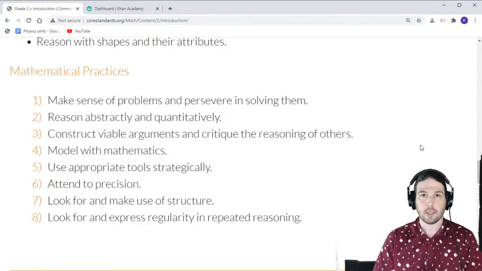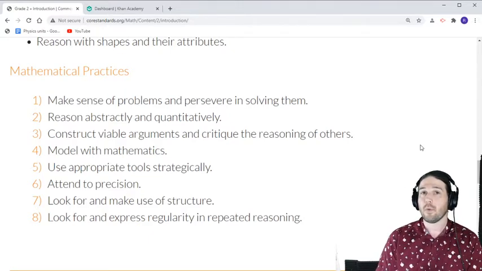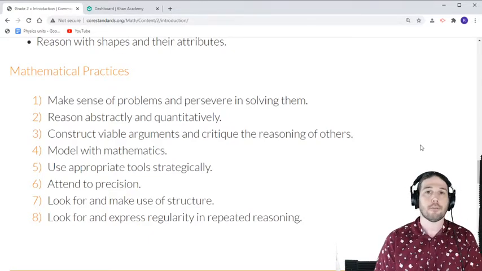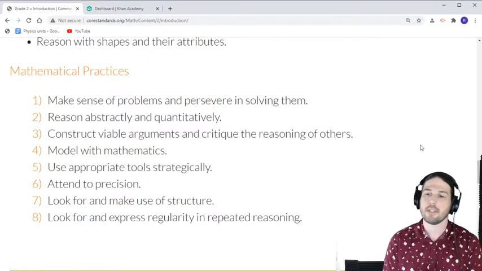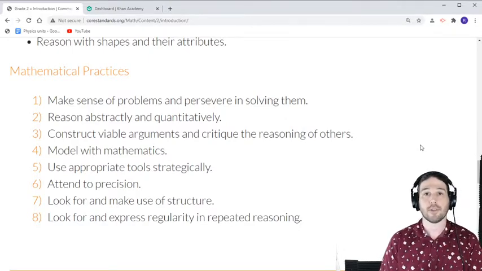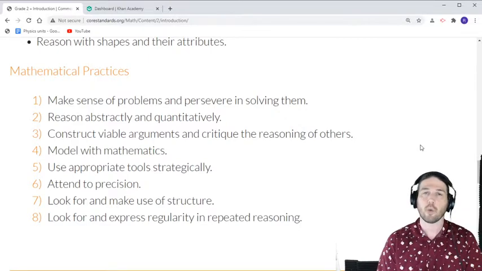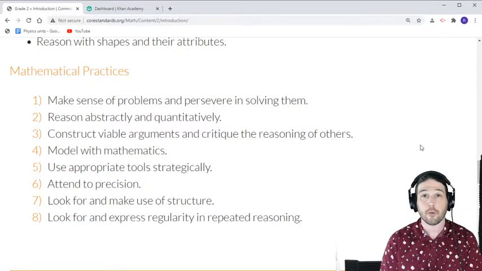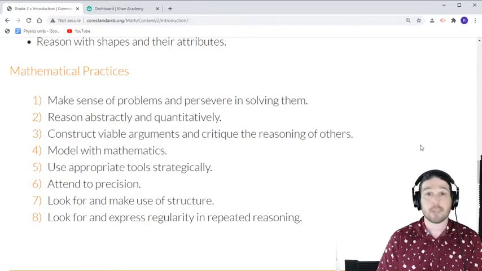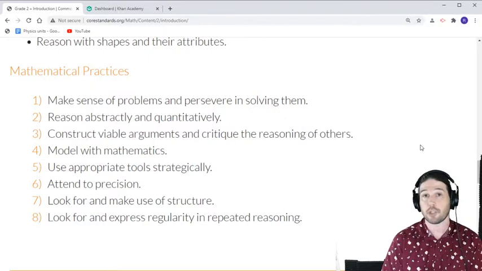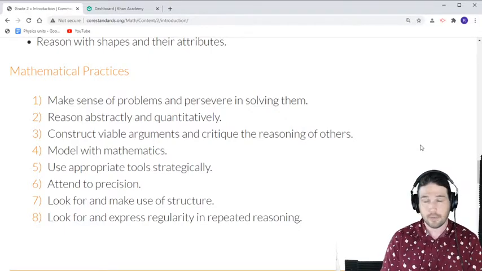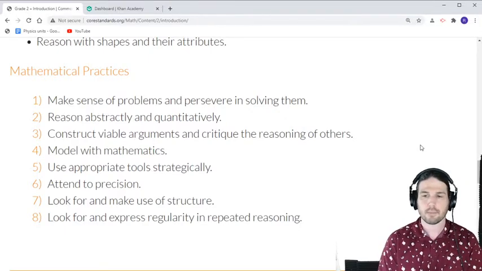So let's look at them again with this new vision of going into second grade rather than going into first grade. Make sense of problems, persevere in solving them. Still means the same thing. We're probably still going to be sticking with unrealistic arithmetic word problems. But still, being able to make sense of a problem, read it correctly, and come up with a good strategy for solving it, that's always going to be important.